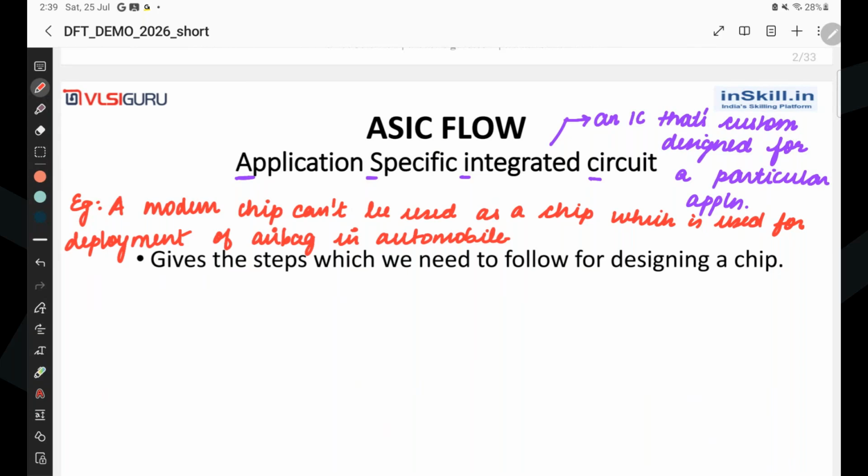So that is an example. ASIC means Application Specific Integrated Circuit. It is an IC that's custom designed for a particular application. So say for example, a modem chip can't be used as a chip which is used for deployment of airbag in automobile. And ASIC flow basically gives the steps which we need to follow for designing the chip.